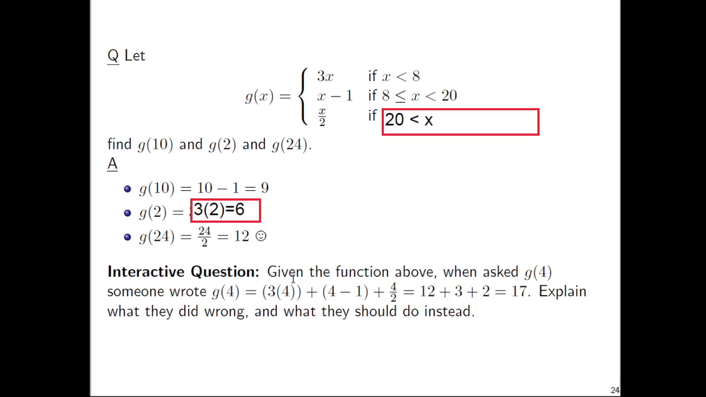Interactive question. Now, the problem up here is done, but given the function above, when asked g of 4, somebody wrote down g of 4 equals 3 times 4 plus quantity 4 minus 1 plus 4 over 2, which is simplified to 17. Explain what they did wrong and what they should do instead.